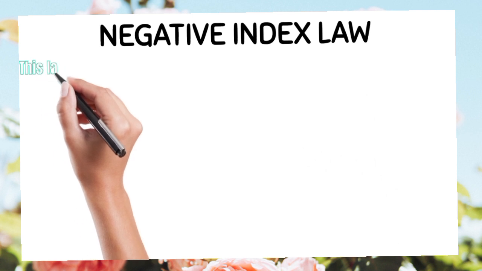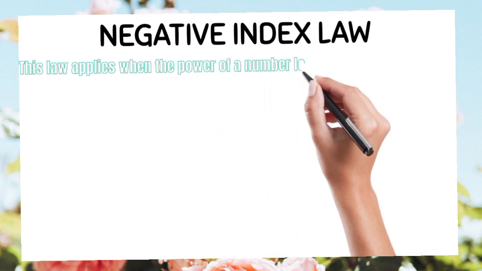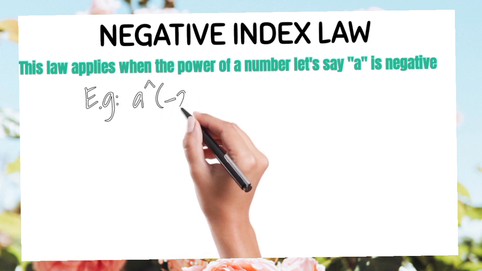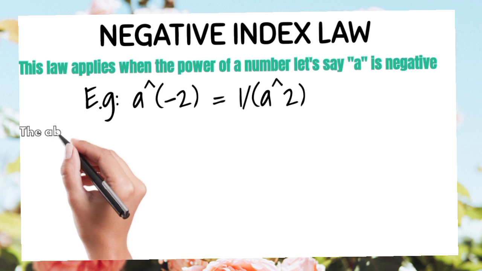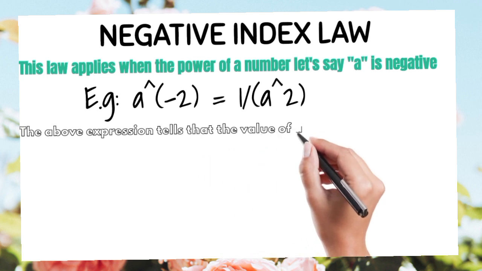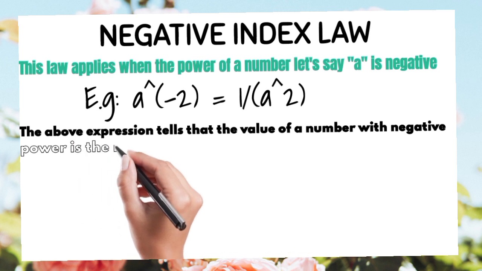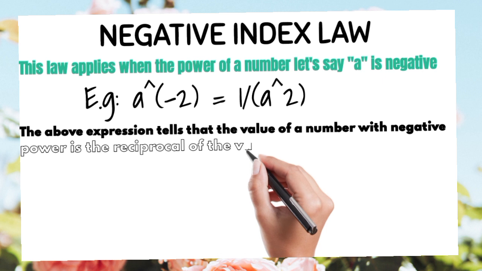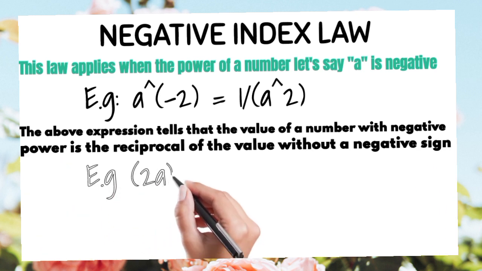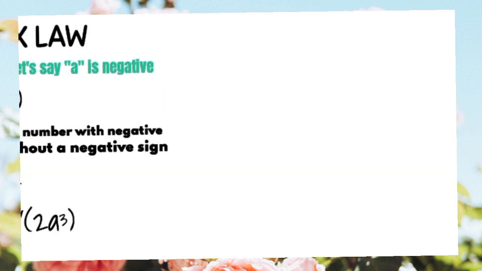Negative index law. It applies to numbers in which their powers are negative. For example, 64 to the power of minus 2, a to the power of minus 2. The example given below, a to the power of minus 2 is equal to 1 over a to the power of 2. So the above expression is telling you that the value of a number with a negative index or negative power is the reciprocal of the value without a negative power. That's why you had a to the power of minus 2 as 1 over a to the power of 2. So for example, when you have 2a to the power of minus 1, you still apply that law.